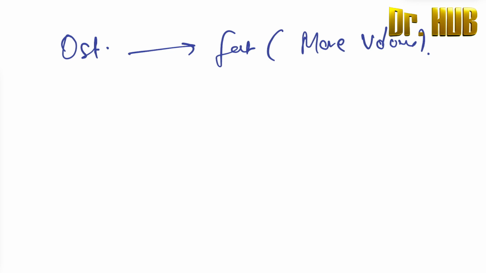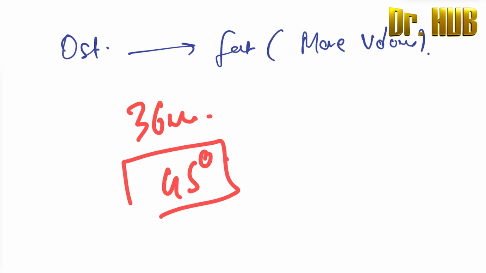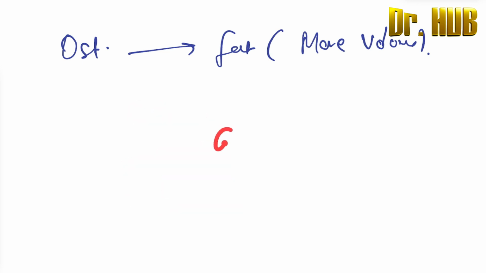So to just recap, the adult ET was 36 mm, the angle with the horizontal was 45 degrees, and the elastin at roof is very dense.